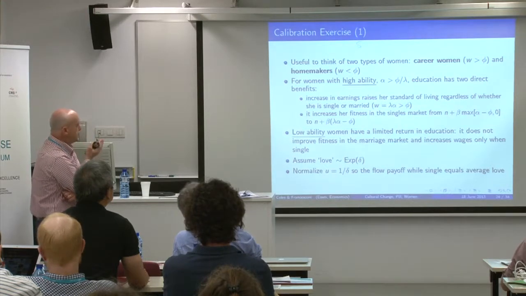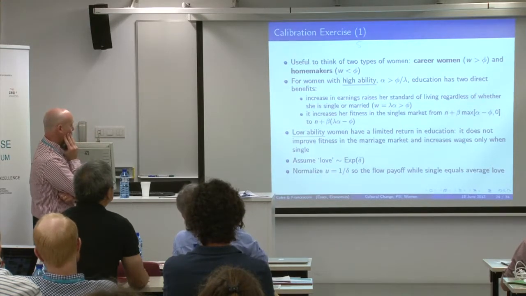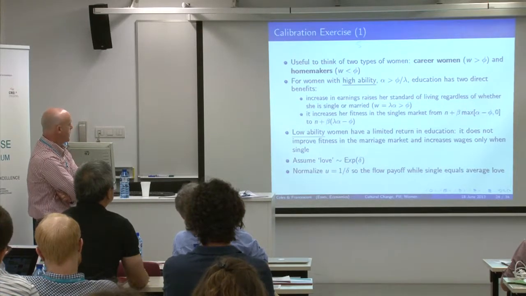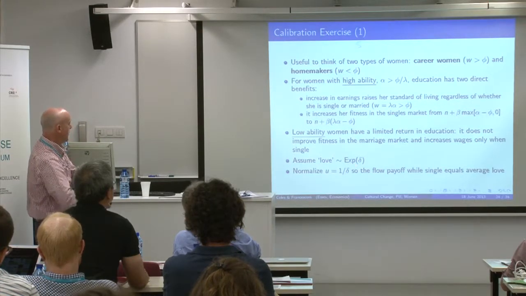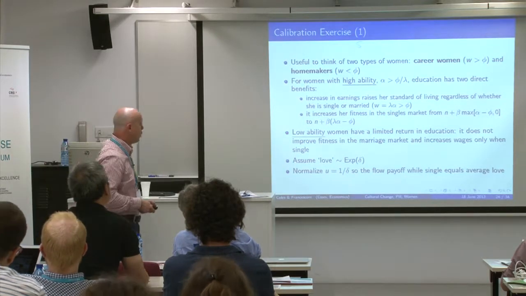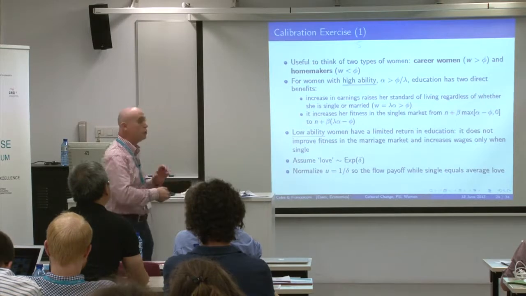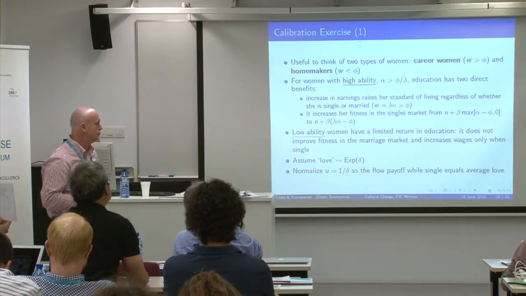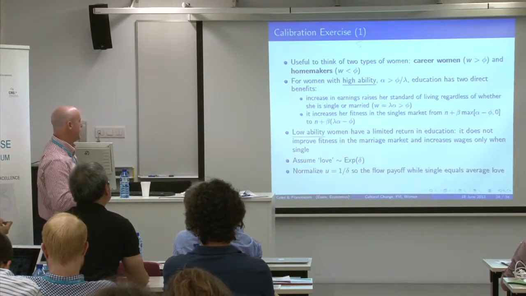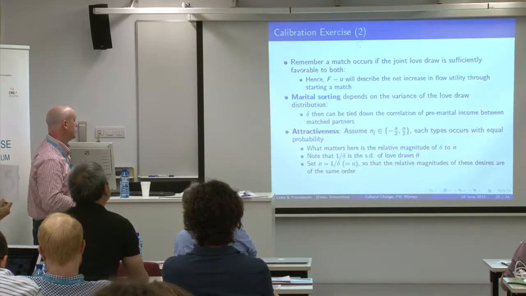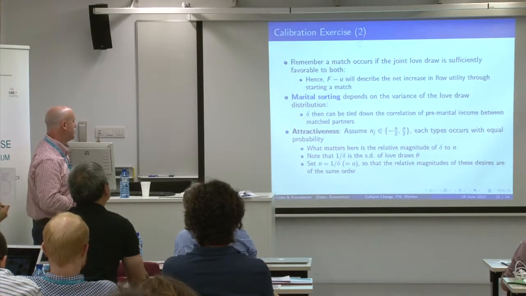Now, in order to do some very simple computations, we assume love to be exponentially distributed, so the density function is exponential with parameter delta, and we normalize the flow payoff of being single, U, the stuff that we use to approximate the introduction of the pill, if you want, to average love, 1 over delta. You do quite a lot of normalizations, you will see.